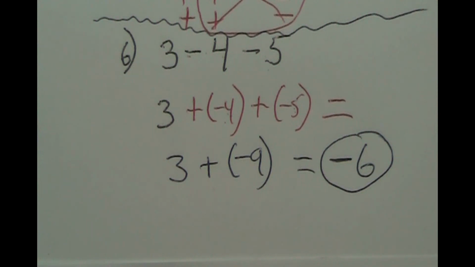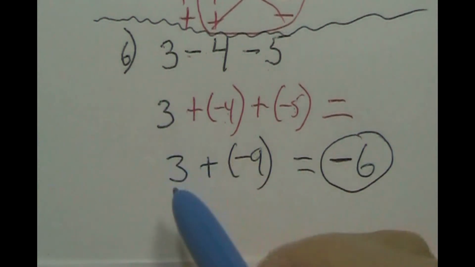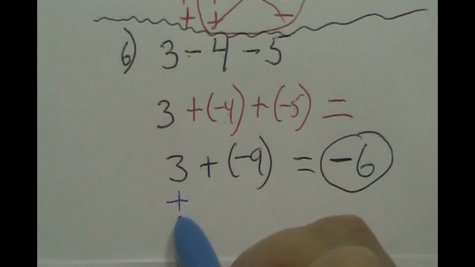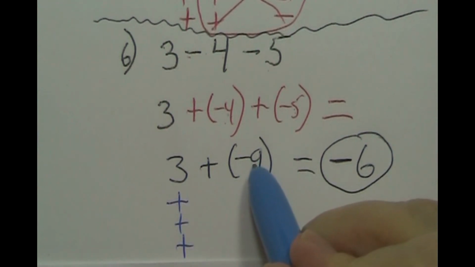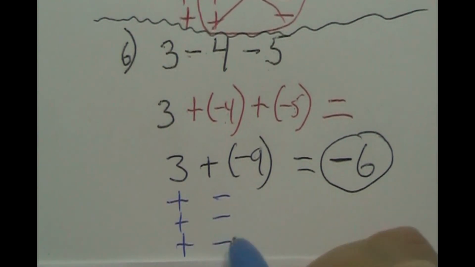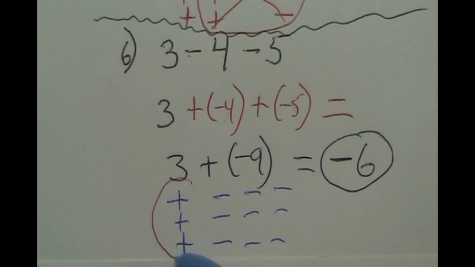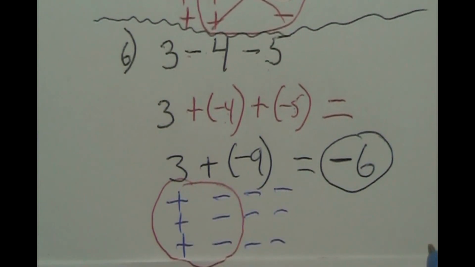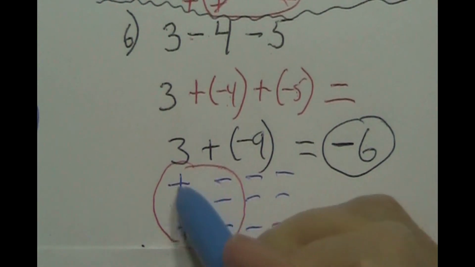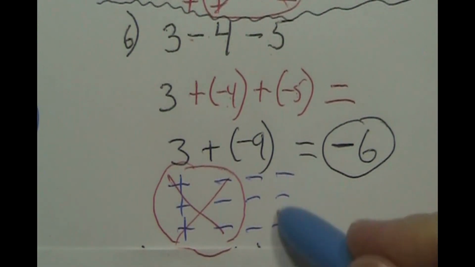Now you don't have to model this, but I'm going to model it. If you have 3 positives, you have 9 negatives, and then you notice that these make a 0 pair. So that's gone. And what do you have? 6 negatives.